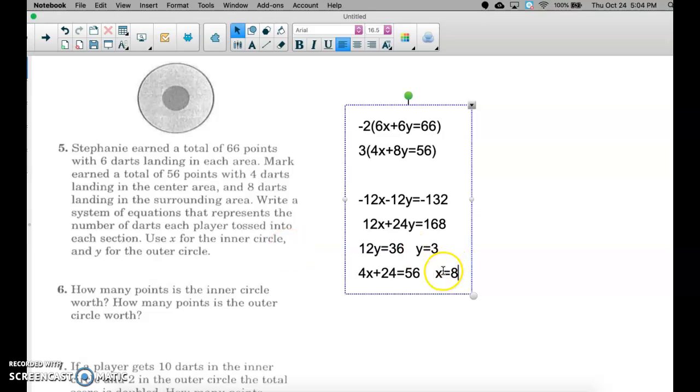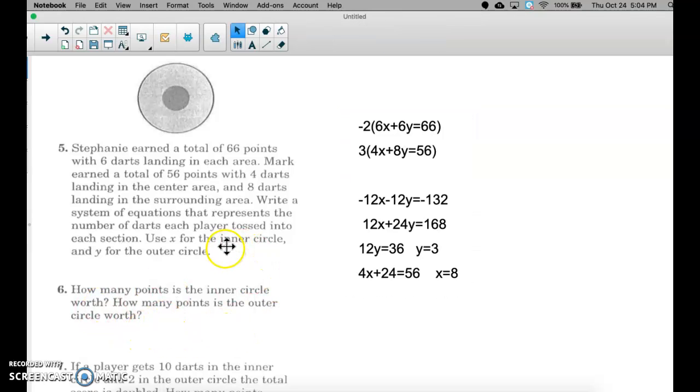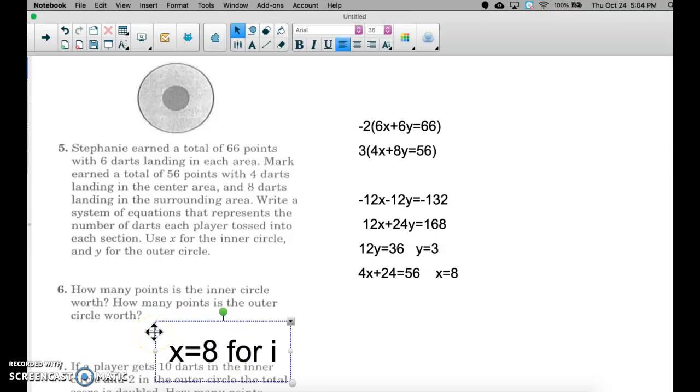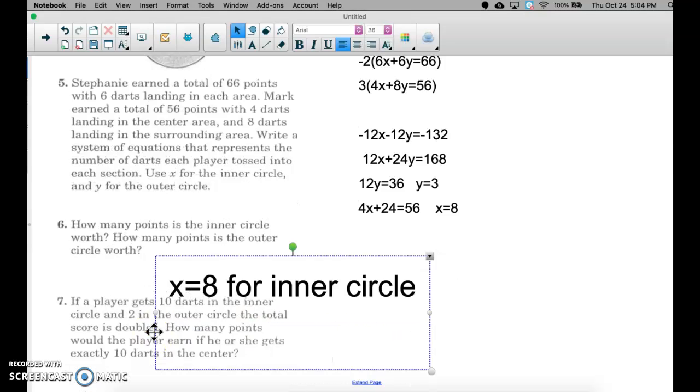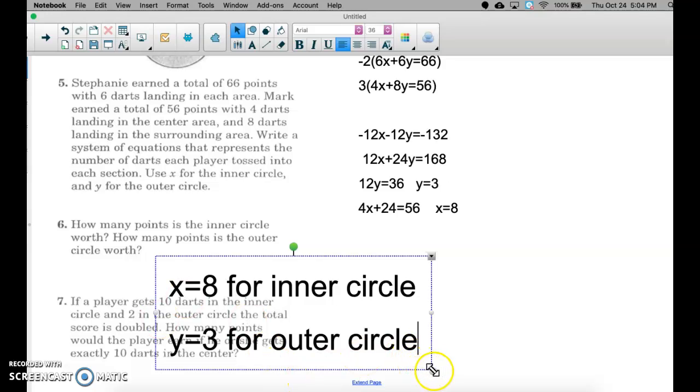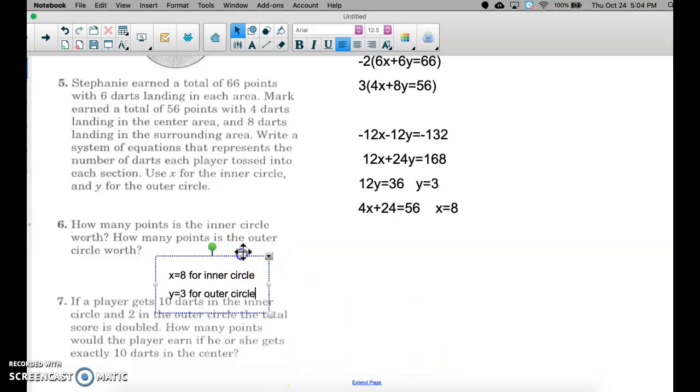So you can now find out how many points each one is worth for number 6. So the inner circle, which was x, is 8, and y equals 3 for the outer circle. So that's your answer to number 6.